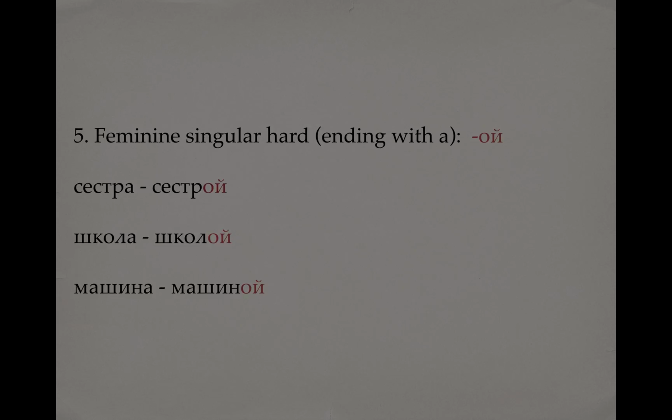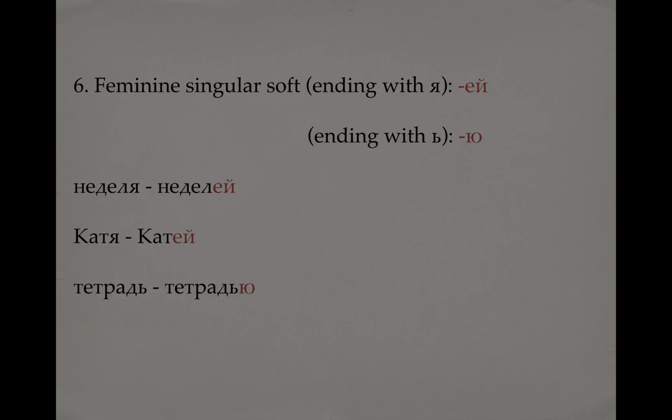So let's move on to the soft feminine singular words. This is a little bit complicated because we've got two sorts of feminine singular soft words. The first one, as you can see, is ending with ya. The second one is ending with the soft sign. For the first sort of soft words, those ending with ya, how do we change it? We remove the ya and we add ye.